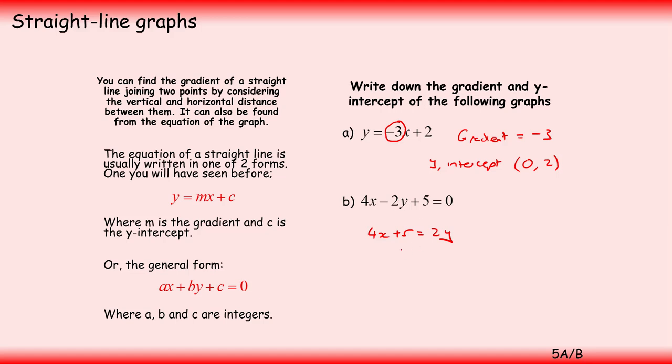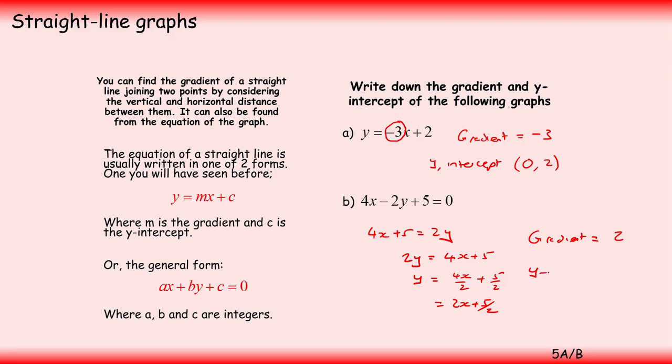Now I'm just going to rewrite this as 2y is equal to 4x plus 5, which means that y is going to be equal to 4x over 2 plus 5 over 2, which is equal to 2x plus 5 over 2. So I can read off from that the gradient. That's going to be equal to 2.